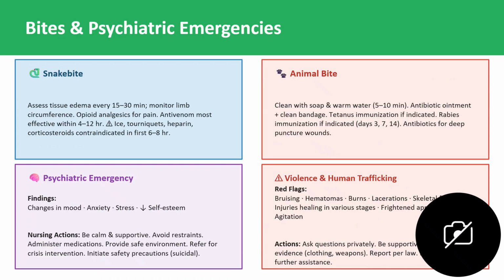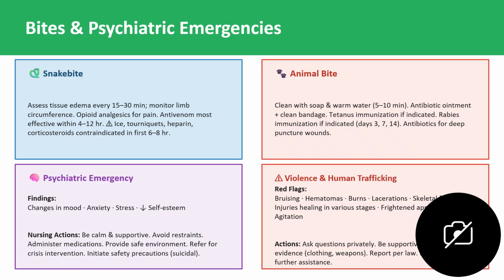For the bites and psychiatric emergencies, this slide covers several distinct emergency situations. For snake bites, we assess tissue edema every 15 to 30 minutes, which is very crucial, and monitor limb circumference and administer opioid analgesics for the pain. Antivenom is most effective within 4 to 12 hours of the bite. Critically, ice, tourniquets, heparin, and corticosteroids are contraindicated in the first 6 to 8 hours.